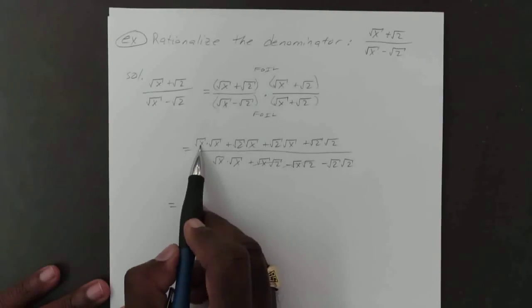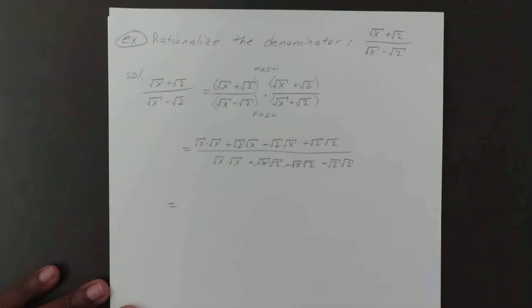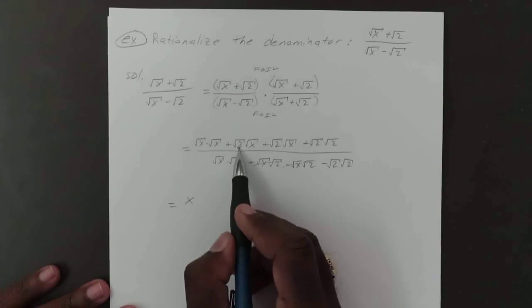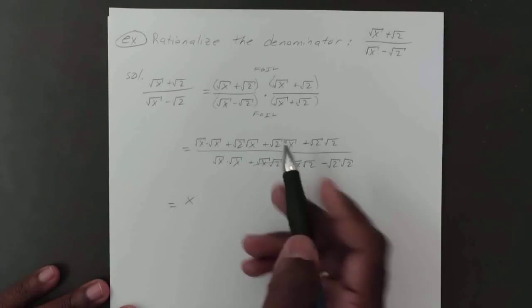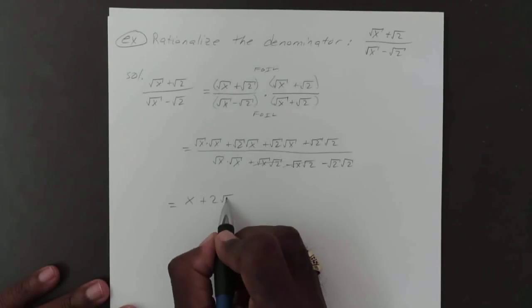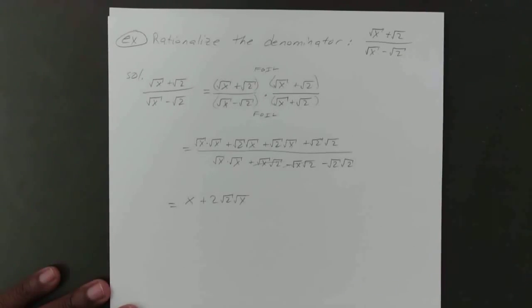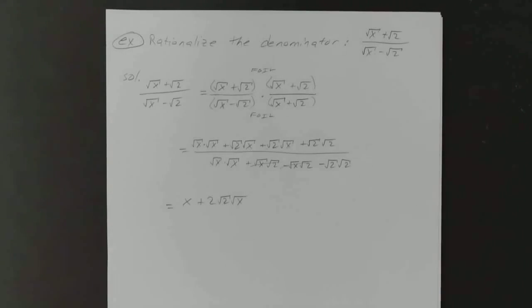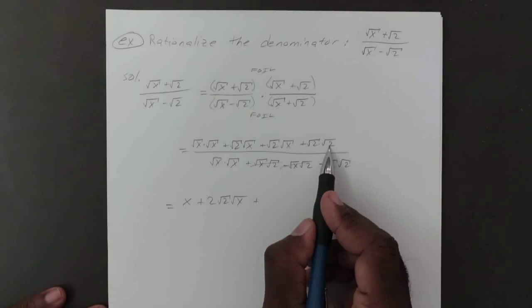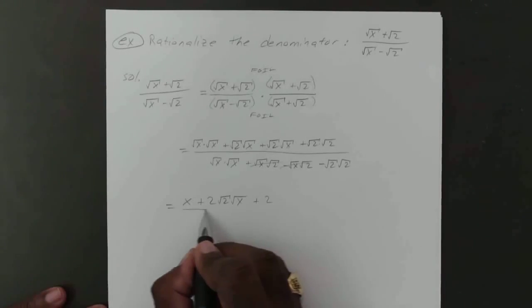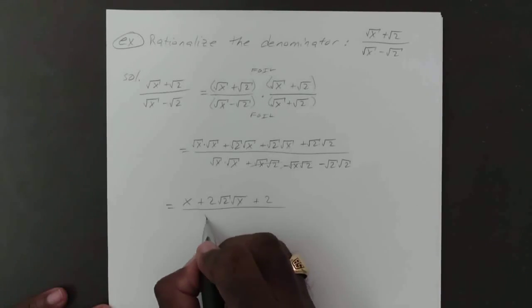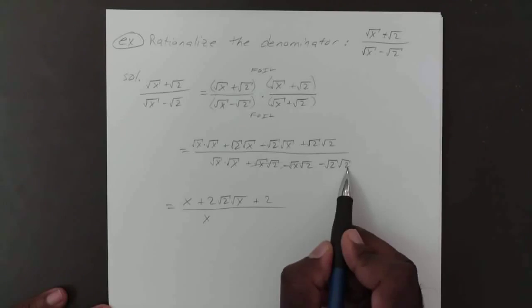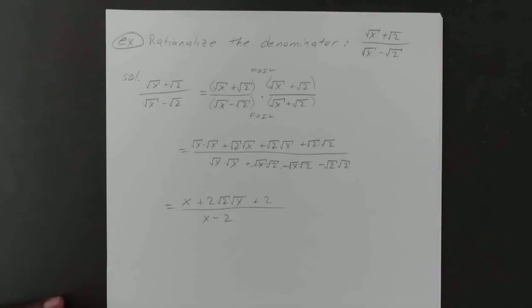Okay, so you have square root of x times square root of x, which is just equal to x. Square root of 2 square root of x plus square root of 2 square root of x is just 2 square root of 2 square root of x. Kind of like if you had y plus y, you just get 2y. Plus square root of 2 times square root of 2 is just 2. All over square root of x times square root of x is x. Square root of 2 times square root of 2 is just 2.